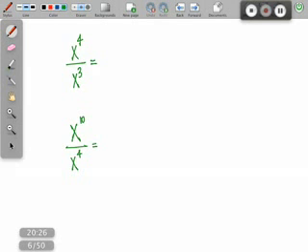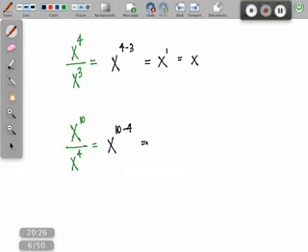If we divide like bases, what we then shall do is we will subtract our exponents. So x to the 4 minus 3 power is equal to x to the first power, or more commonly known simply as x. And in the second example, it would be x to the 10 minus 4 power. That will give us x to the sixth power.